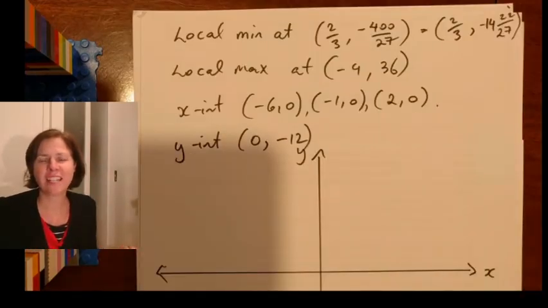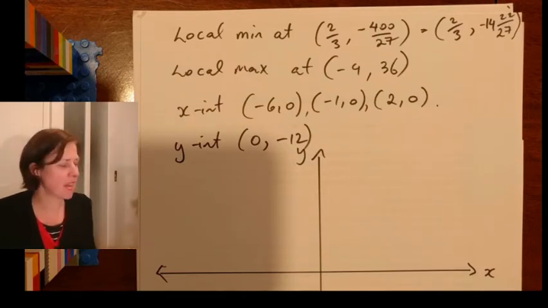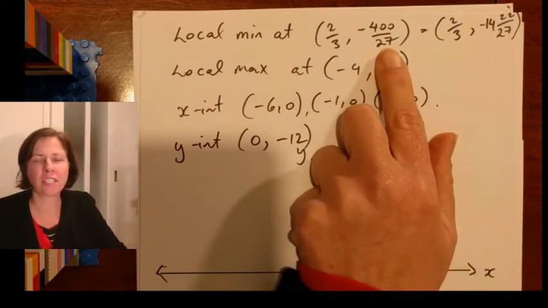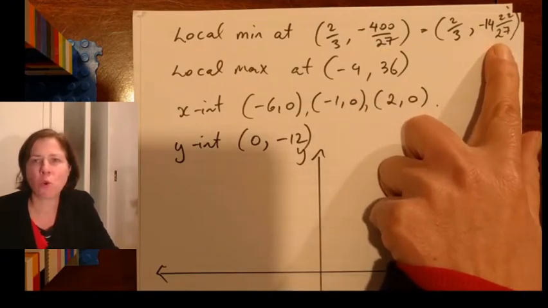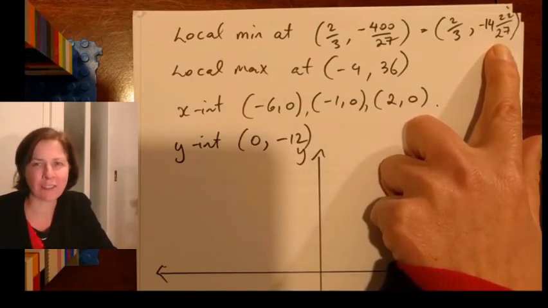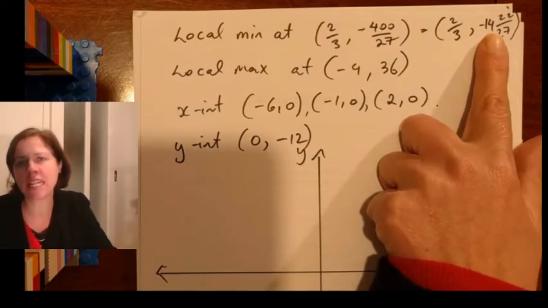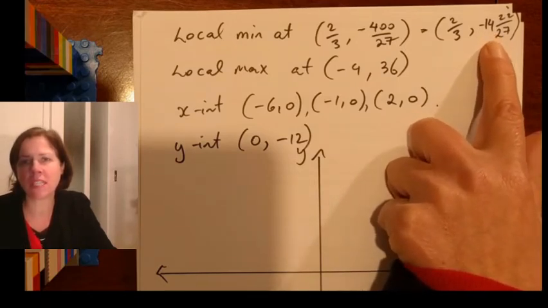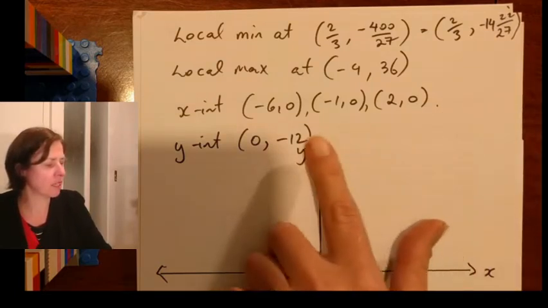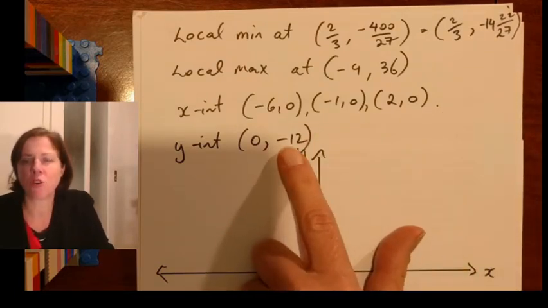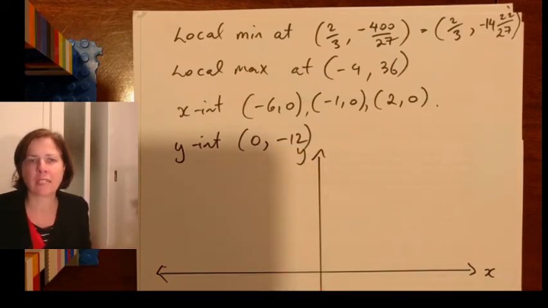So what I've done is I've quickly summarized that information, and what I've also done is I've rewritten -400 over 27 as -14 and 22/27 to help me sketch, because I need to know the approximate size of this number so that I can compare it to the y-intercept, and I know if it's going to be below or above the y-intercept.